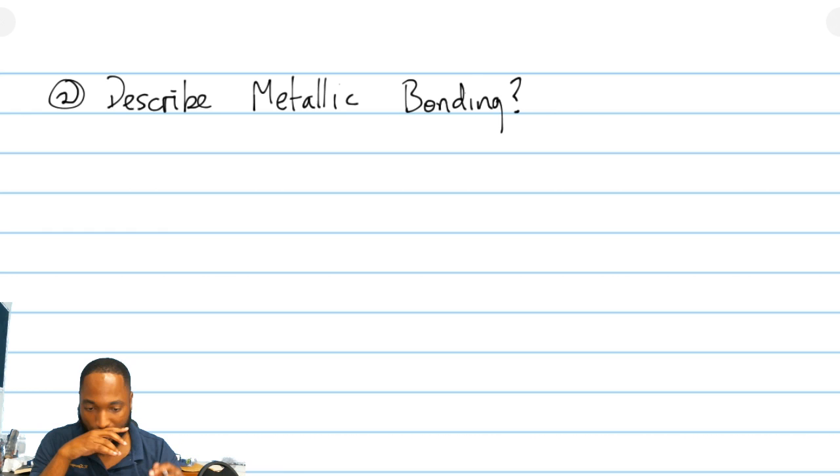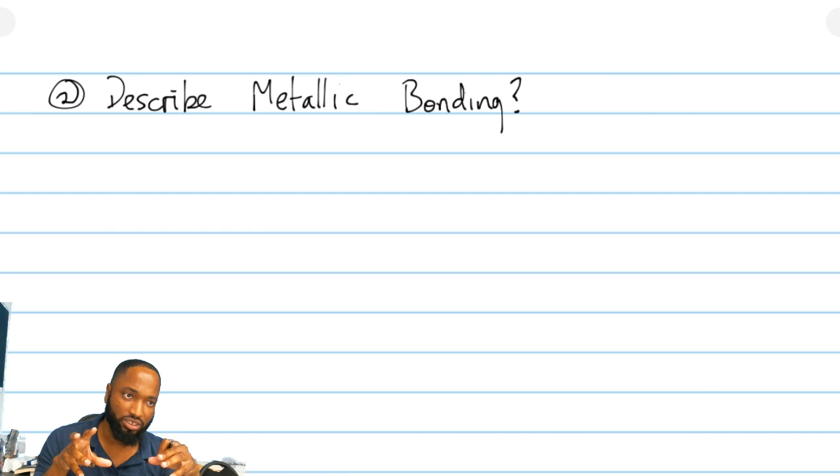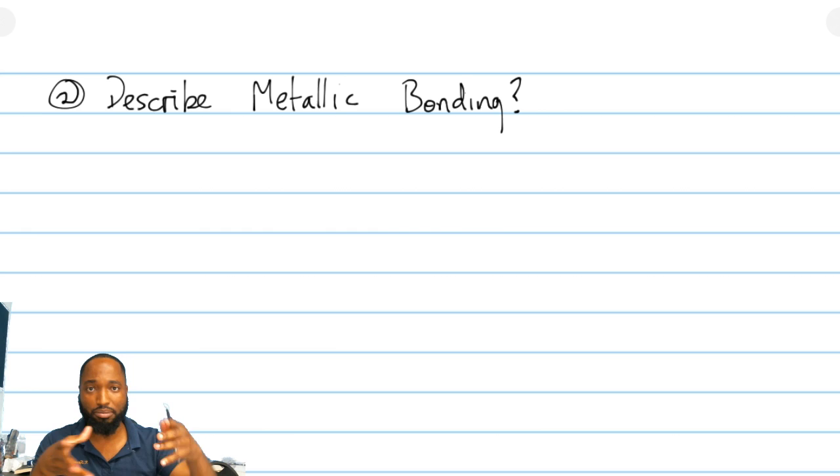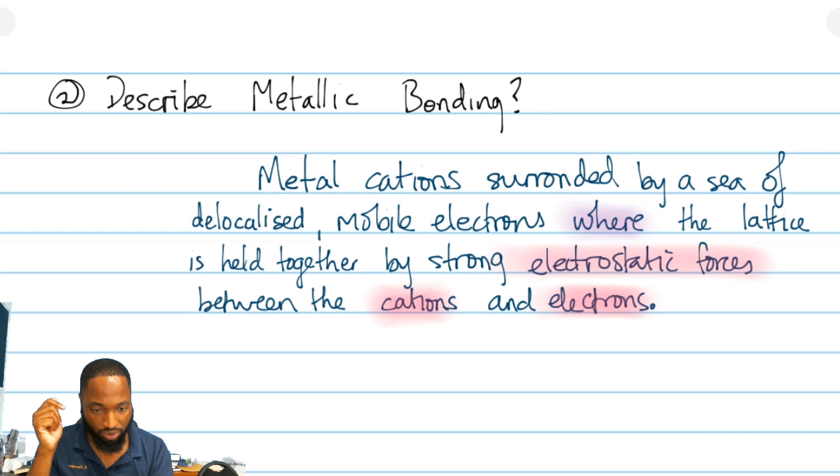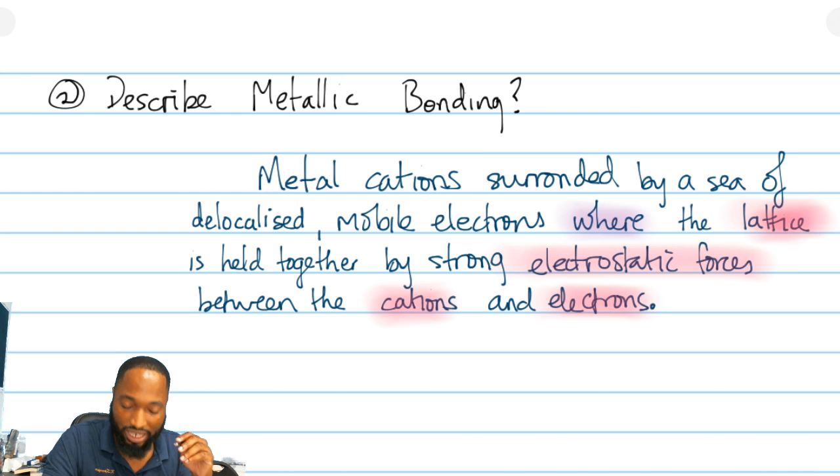Describe metallic bonding. Cations surrounded by a sea of mobile electrons, delocalized mobile electrons. We got them two words in the definition to look good. The metallic bonding itself is a strong electrostatic force between the cations and the mobile electrons. We could use this word in the definition. I left out this word, lattice. So I'll say where the lattice is held together.